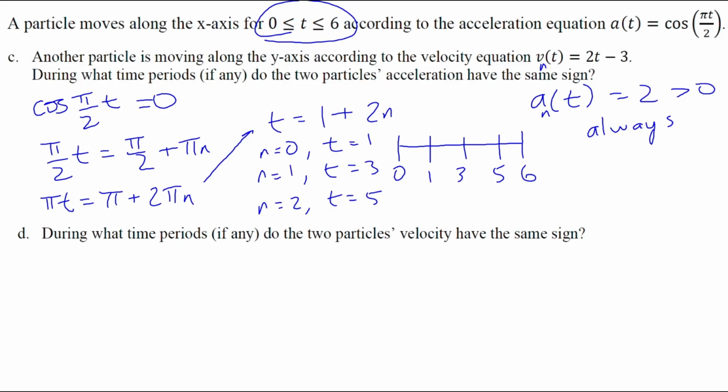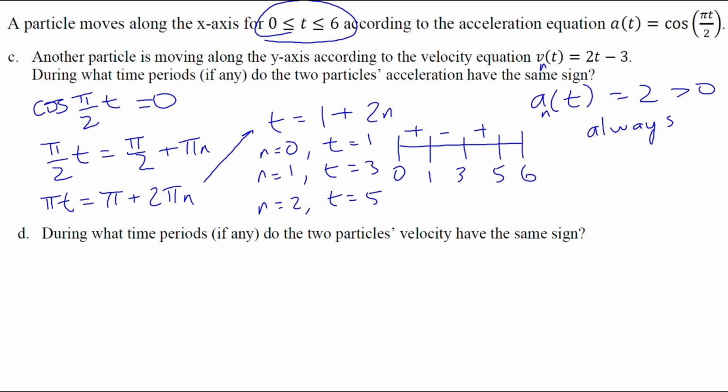So if I put in something, let's say like 2 into my acceleration function, I end up with the cosine of pi. And the cosine of pi is negative 1, so we know that on this interval it's negative. If we were to put in something like, let's say, 1/2, then we'd end up with the cosine of pi over 4, which we know is positive. If we put in something like 4, we'd get the cosine of 2 pi, which we know is positive.